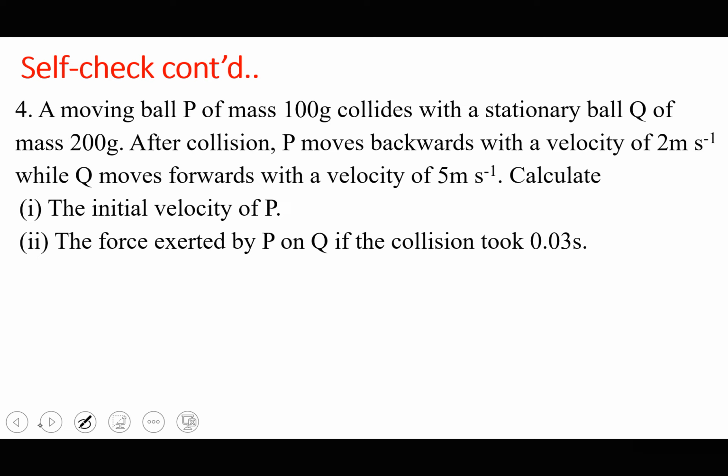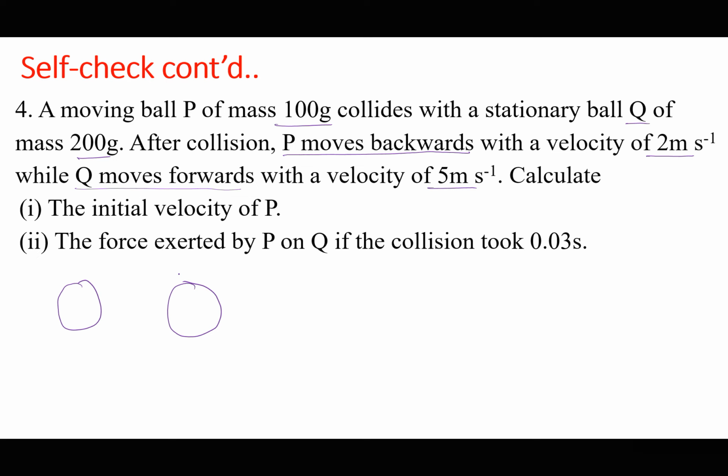A moving ball P of mass 100 grams collides with a stationary ball Q of mass 200 grams. After collision, P moves backwards. In other words, it rebounds. So its velocity could be negative after collision with a velocity of 2 meters per second, while Q moves forwards with a velocity of 5 meters per second. Calculate the initial velocity of P. So I'll just sketch this, I will not solve it. You can pause the video, follow the sketch, and then complete this.